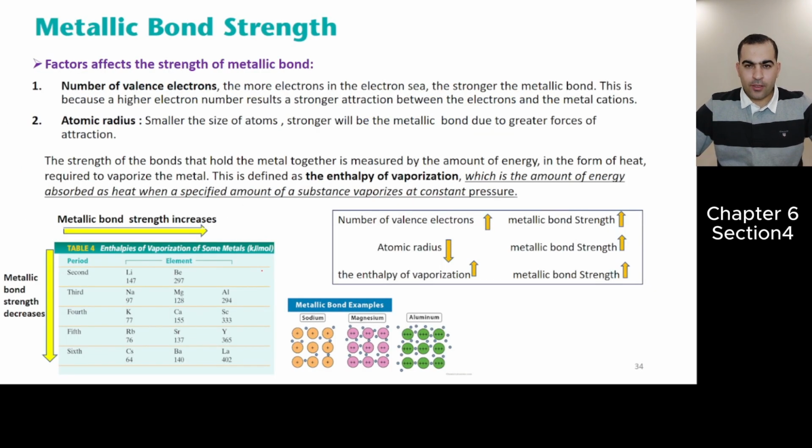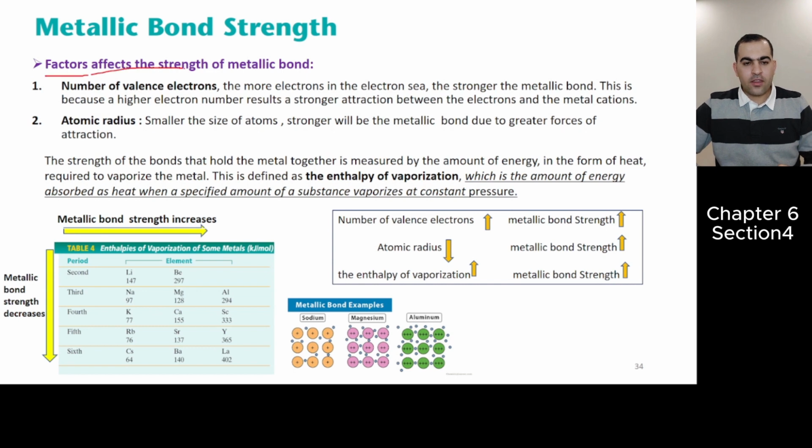Metallic bond strengths. Guys, how do we know how strong a metallic bond is? Because a metallic bond is not the same between all metal atoms. All different types of metal atoms, it changes. How does it change? Let's talk about it.